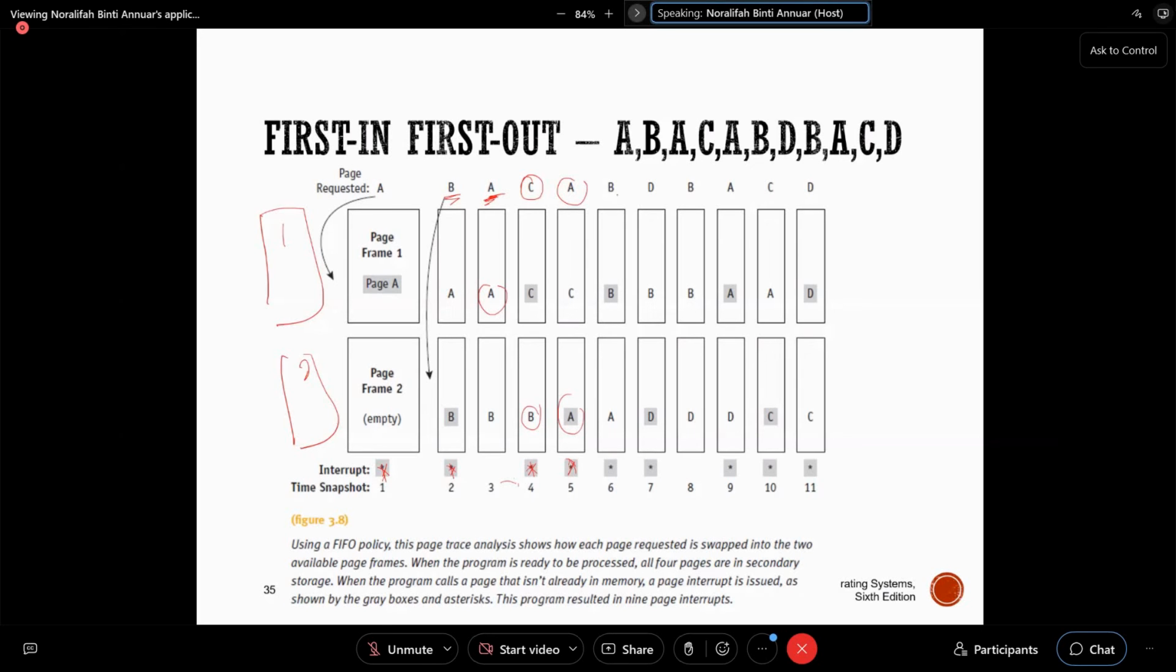After that, it wants B again. Currently it's C and A. So you need to compare which one is the longest inside the memory. Looking at C and A, it's C. Swap out C to make room for B. So it's a miss. Okay, until the end. Do you guys understand? I don't need to go all the way to the end. Do you get it? It's easy.